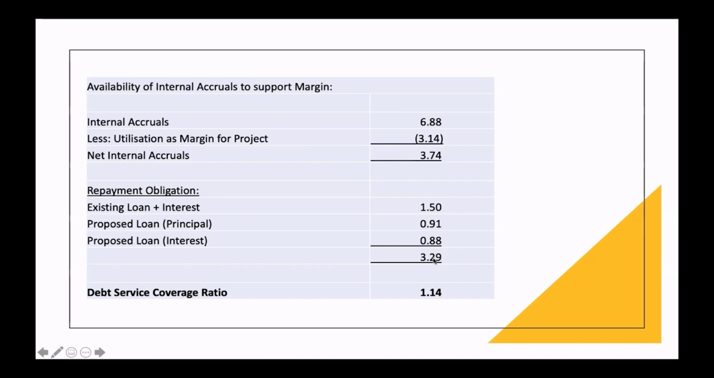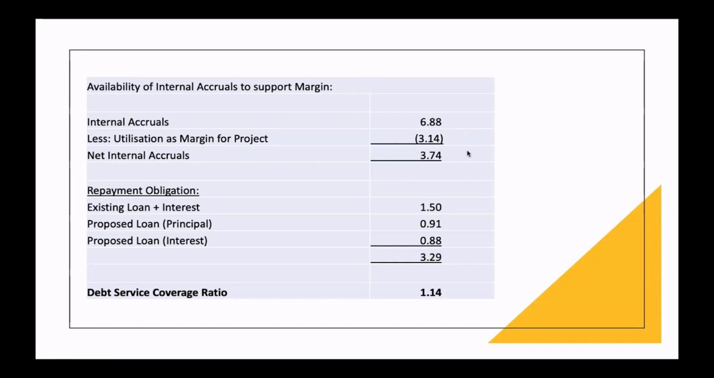3.74 divided by 3.29 gives gross DSCR as 1.14 times. Of course, the ratio is greater than 1, but most of the banks have their minimum gross DSCR as 1.5, and public sector banks insist on it at 1.75 level. So here the DSCR is only 1.14. Because of that reason, we have to say no for utilizing the margin, okay, utilizing the internal accruals as margin for the project.